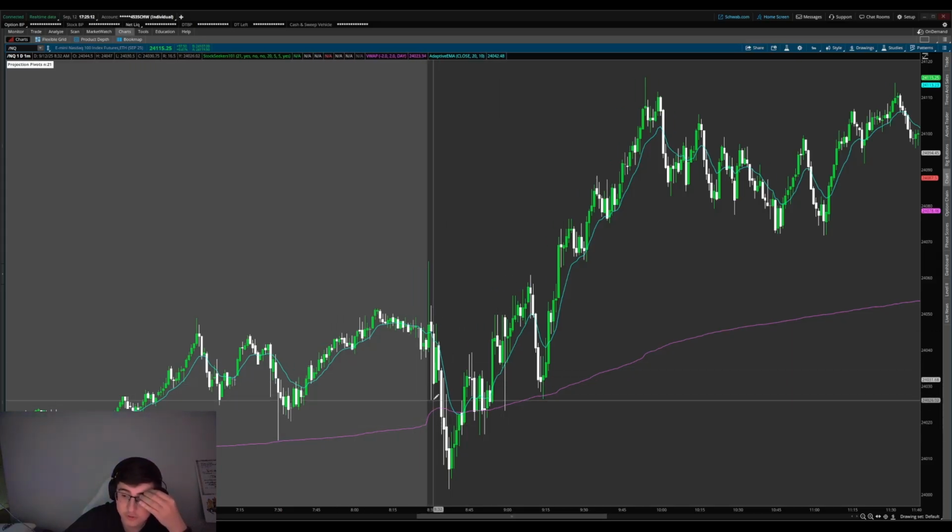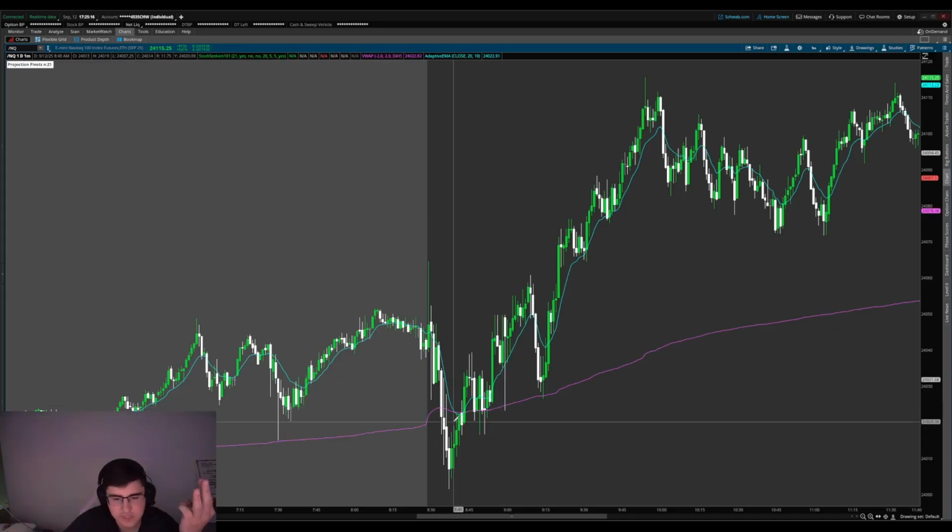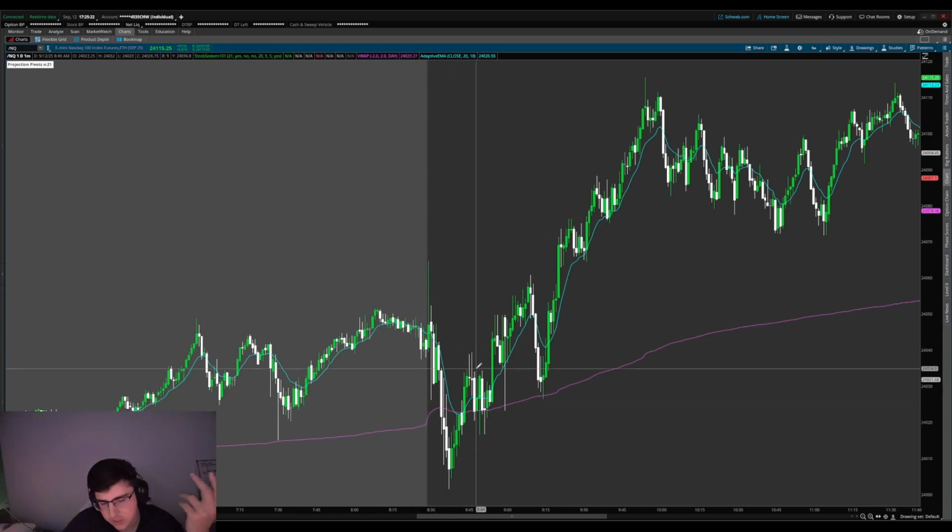So the first confluence I want to see is, are we trading above or below the VWAP? Okay, next confluence, and this is not in order, is trend. Are we in an uptrend or are we in a downtrend? Okay, the next confluence I ask is, are we about to get close to a key level?